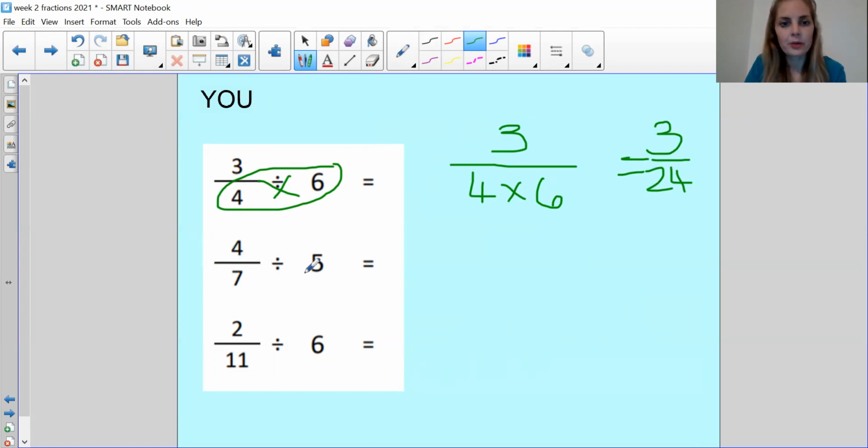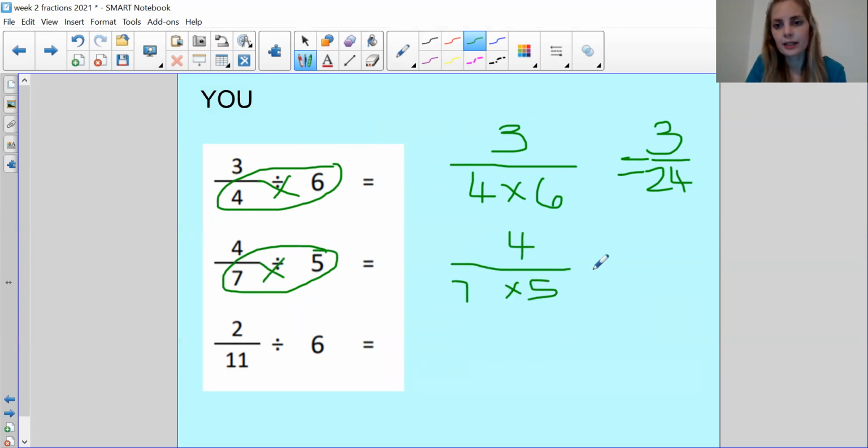Right, then we did 4 sevenths divided by 5. So leave the numerator the same, and then instead of dividing, I'm going to times. So 7 times 5, and I'm going to get 4 35ths. Hopefully you are getting 2 out of 2 so far. And let's go on to the third one.